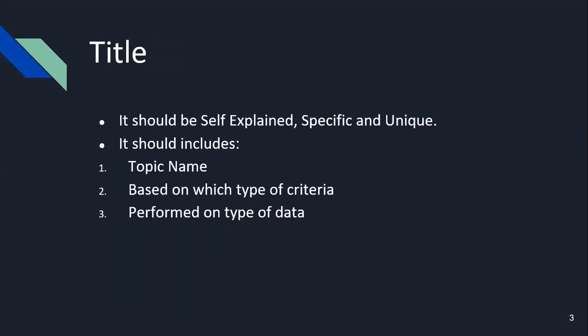First of all, the title of your research paper should be self-explained, specific, and unique. It should include three main parts. First, topic name. Second, based on which type of criteria. And third, performed on the type of data. So anyone who reads the title of your paper, he or she can get an idea about your paper.